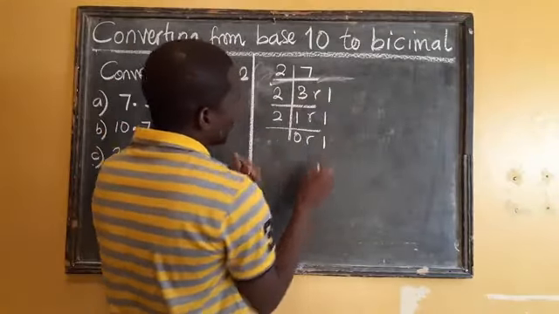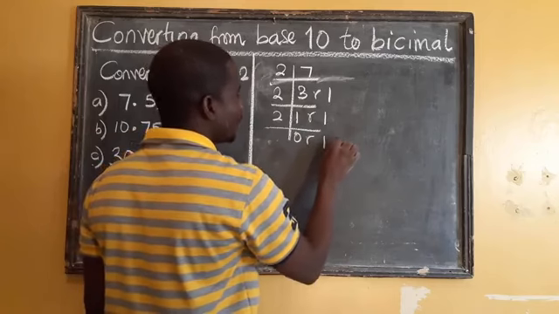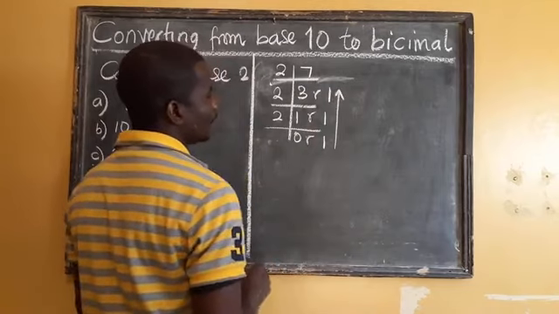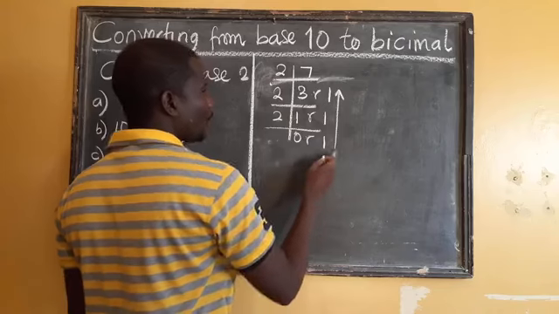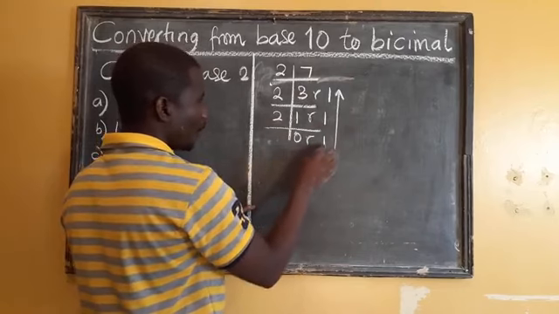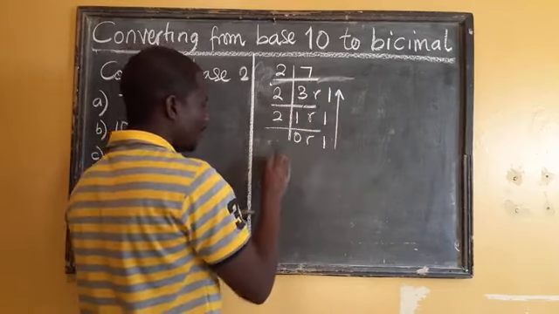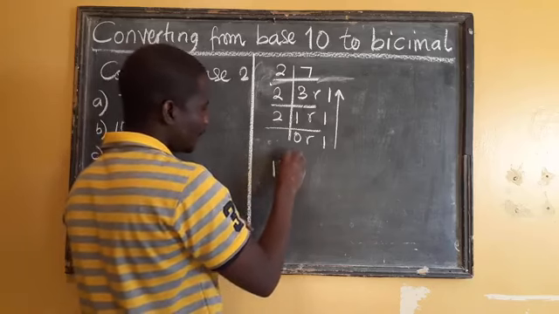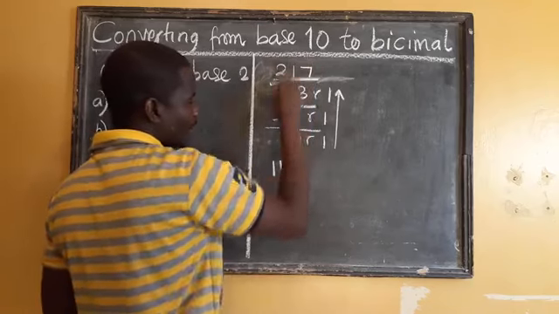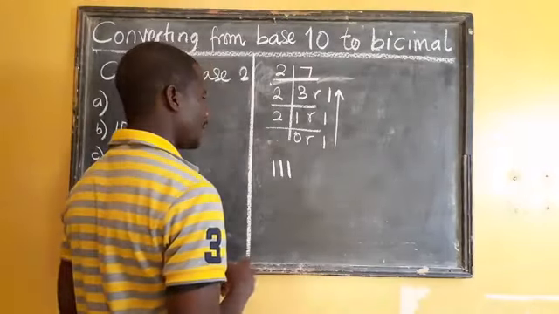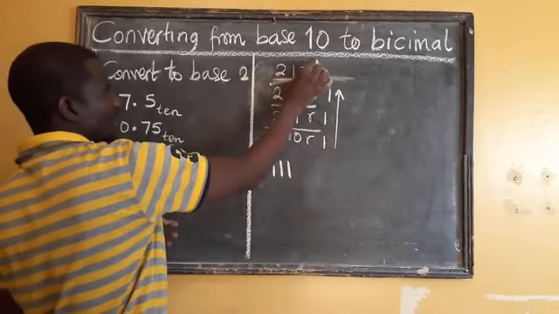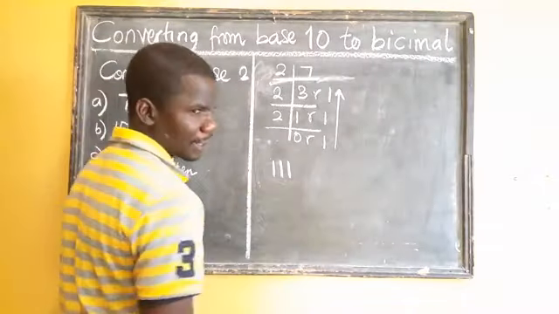So this is what we are going to get. And how do we get this one? You have to write it this way, how you write the final answer. You start with 1, 1, and 1. That is what 7 is in base what? In base 2. This number 7, when you convert it to base 2, it will give us this number.